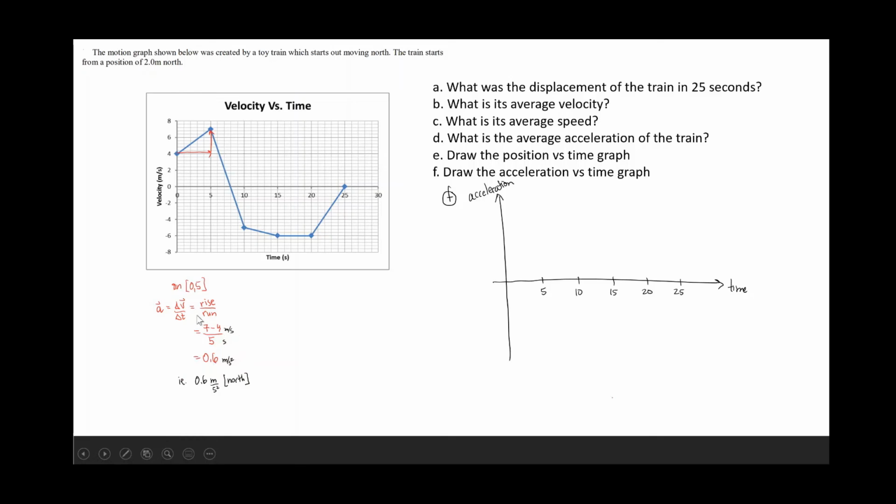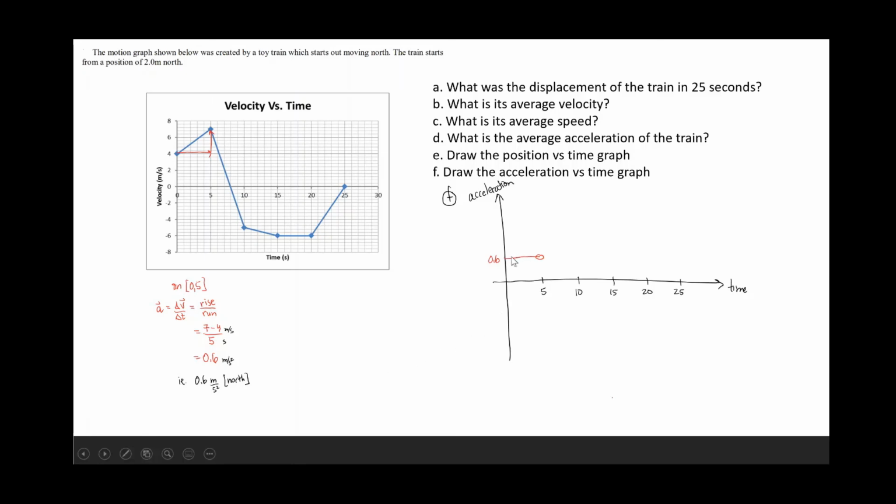Looking at units, velocity is meters per second, time is seconds. So this is meters per second squared. And because acceleration is a vector, it has to have direction. So if you get a positive value, please record the direction beside it as well, which here is north. So that means it's accelerating in a northern direction.